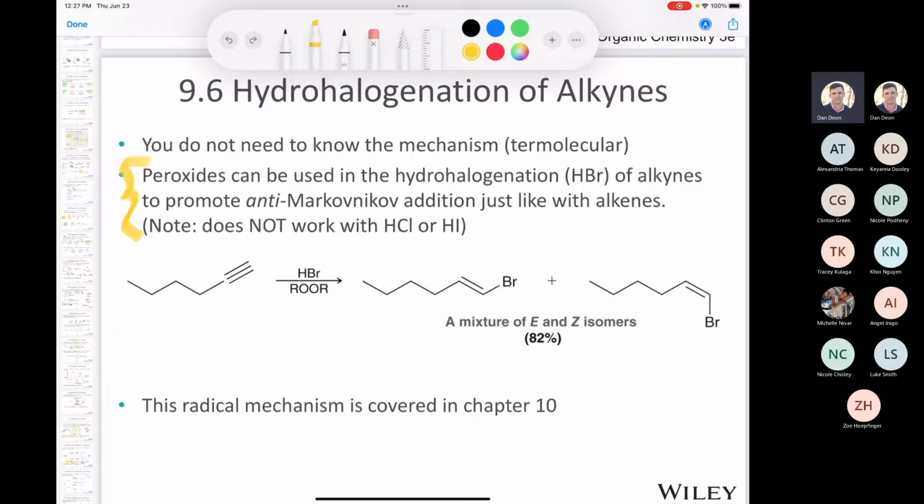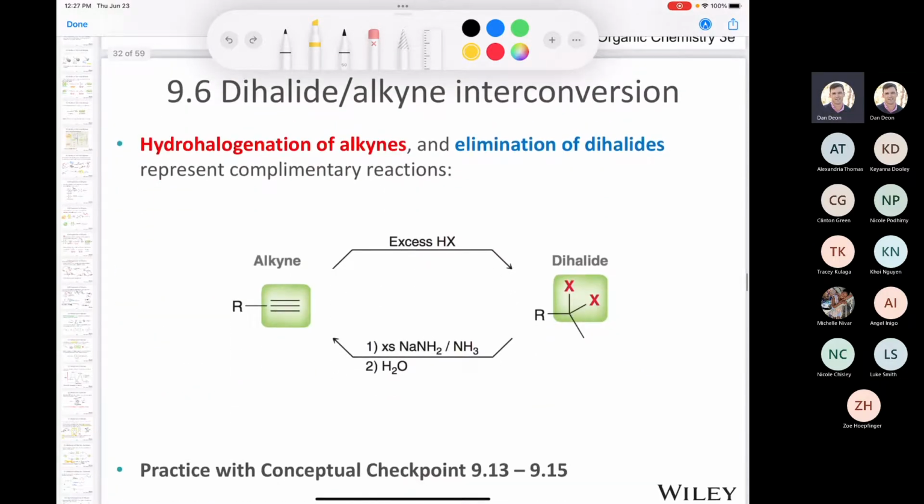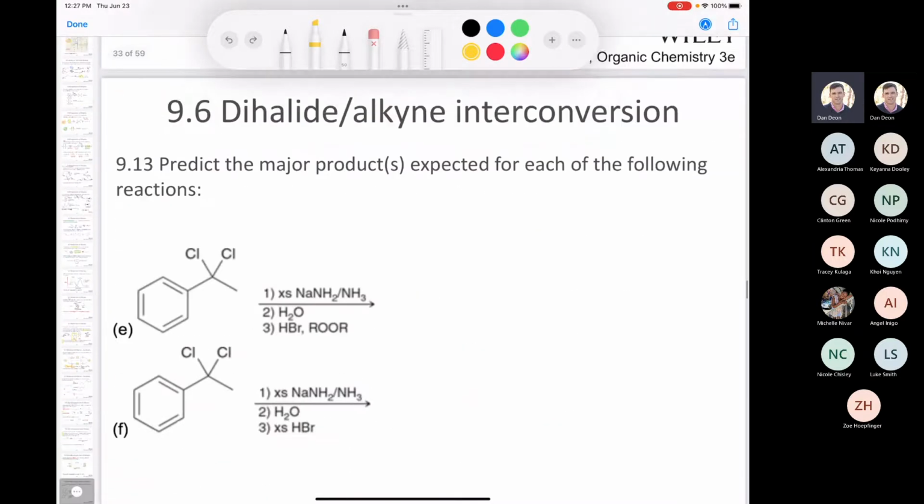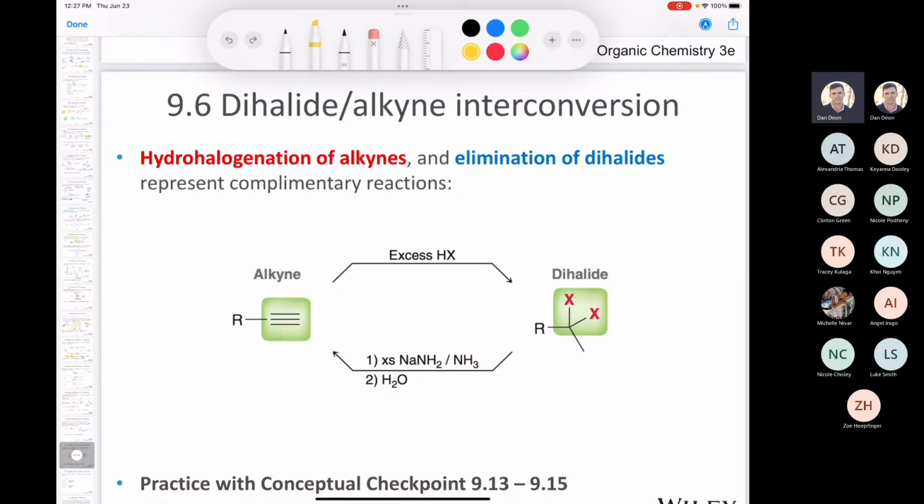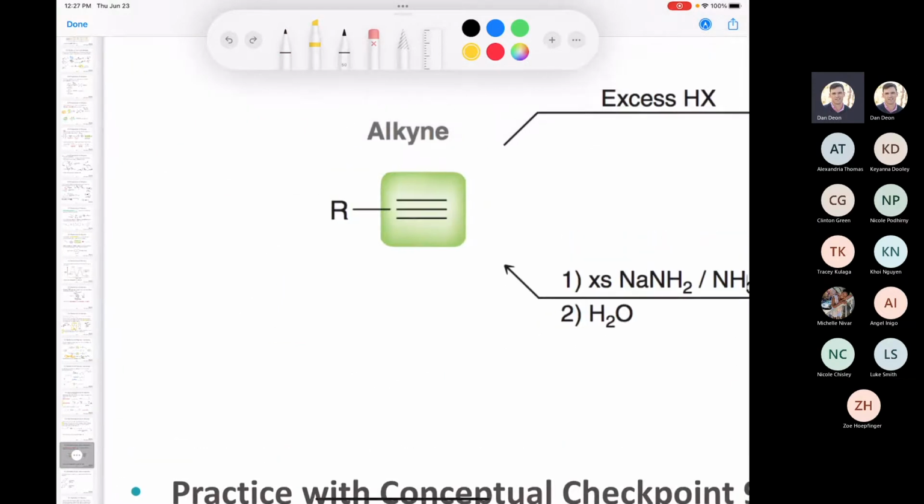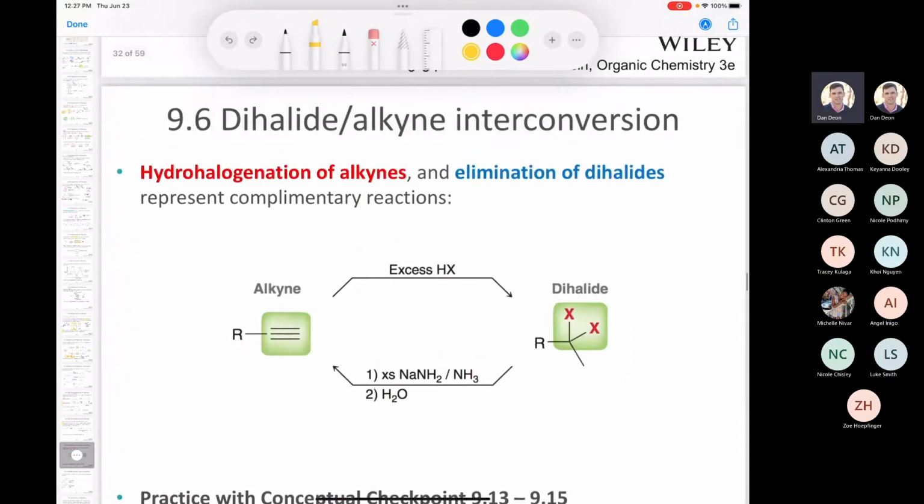Let's try a practice problem. Let's put our thinking caps on here. Oh, I had one more slide I wanted to show you. I thought I had a practice problem. Yeah, it's right here. So this is really a semi-summary of some of the things we've looked at. You can take an alkyne and make a dihalide from it.